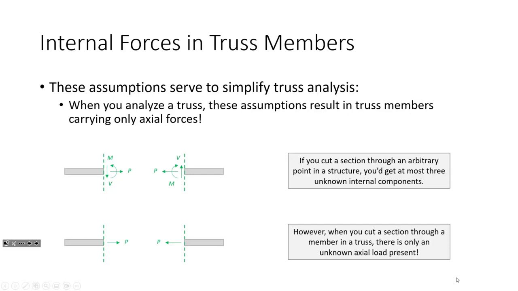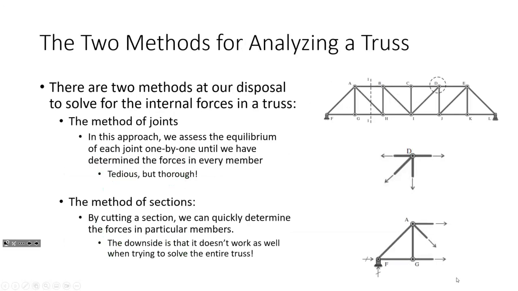It's one of the reasons why trusses tend to be sort of a little bit in their own class from a structural analysis standpoint. They are their own unique animal, whereas beams and frames are a little bit more general, and they have a little bit more going on in terms of shears and moments and what have you.